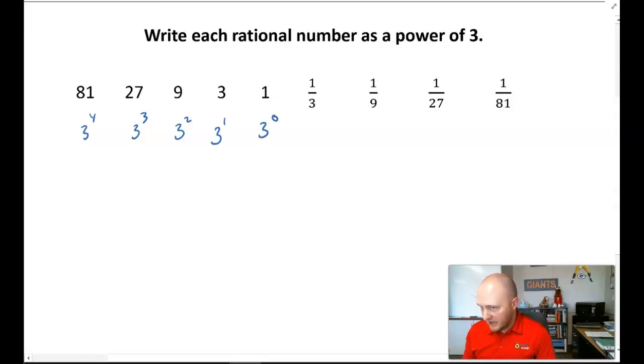And then here we have these 4 options. 1/3, that's 3 to the negative 1st. 1/9, 3 to the negative 2nd. 1 over 27, that's 1 over 3 cubed. So I have to make it negative, 3 to the negative 3rd. And then 1 over 81 is 3 to the negative 4th.